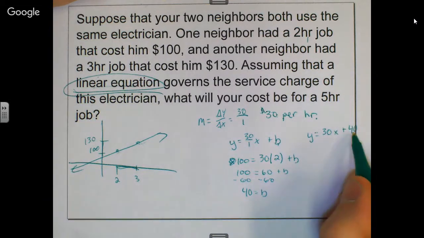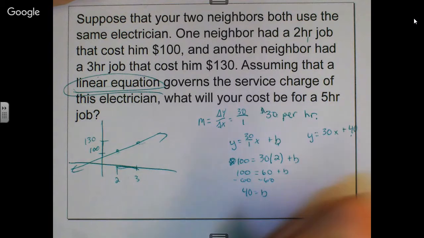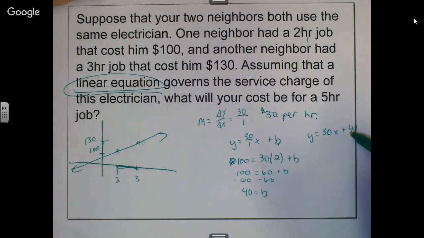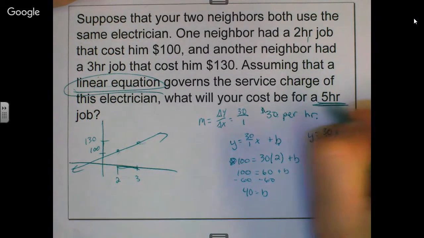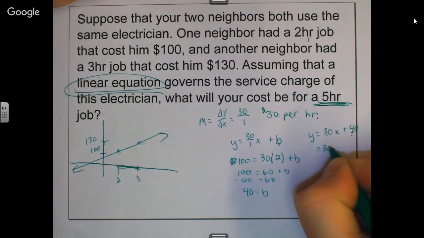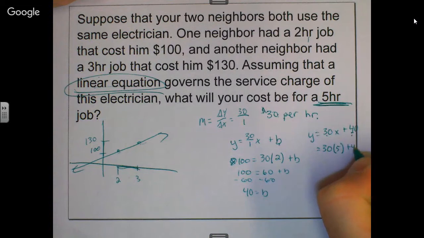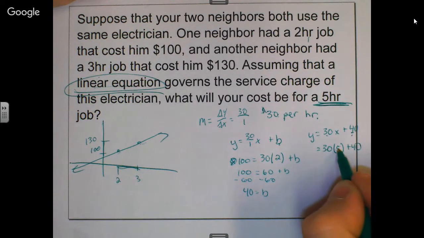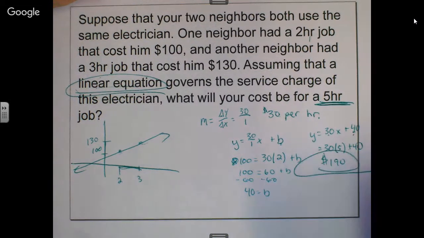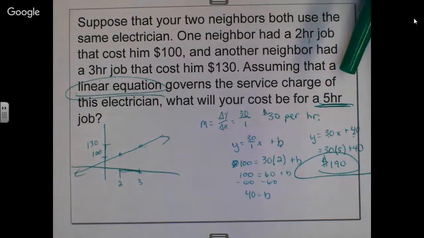So the electrician is charging you just for showing up to your house or just talking to you. He's going to charge you $40. Then on top of that, he's going to charge you $30 for every hour that he's there working. But it says how much for a 5-hour job. So we'll say 30 times 5 plus 40. 30 times 5 is 150 plus 40 is $190. So he's going to charge you $190 for that 5-hour job.